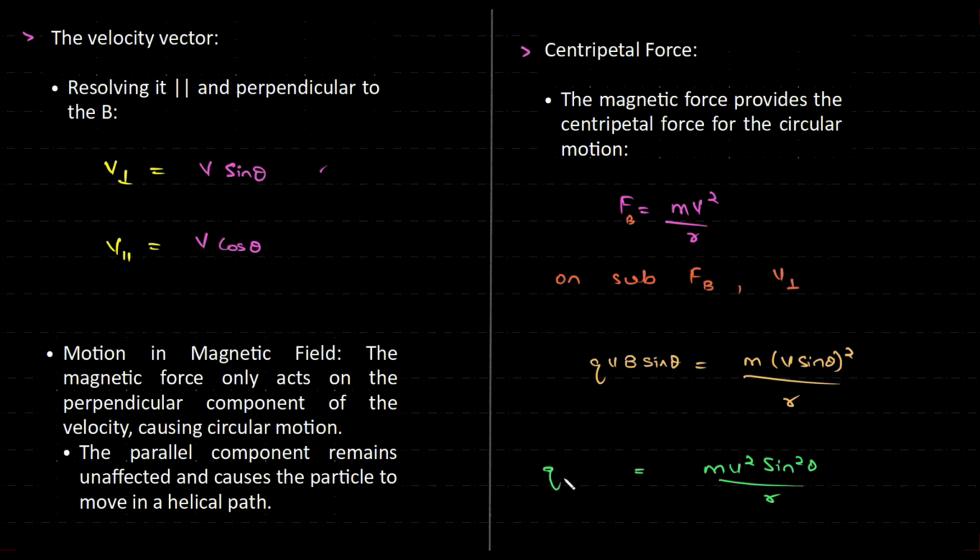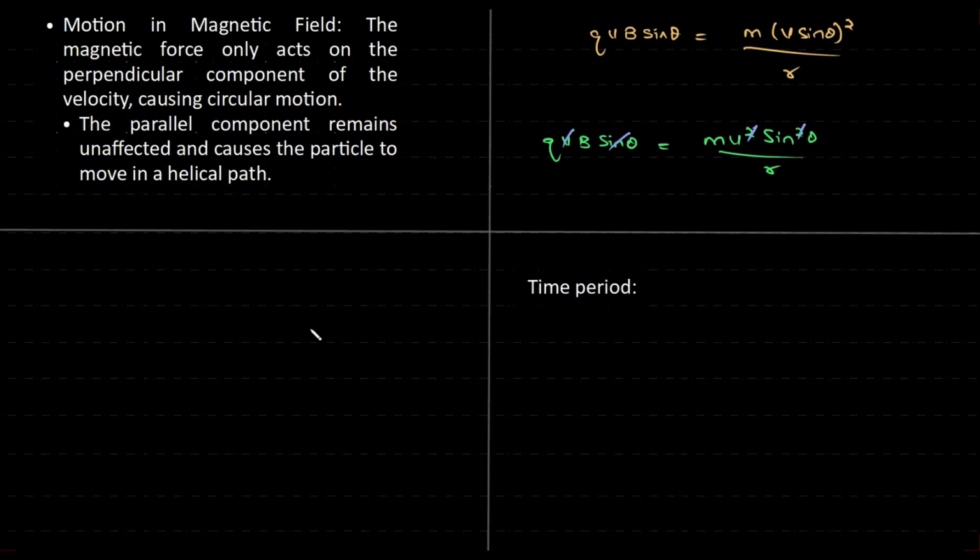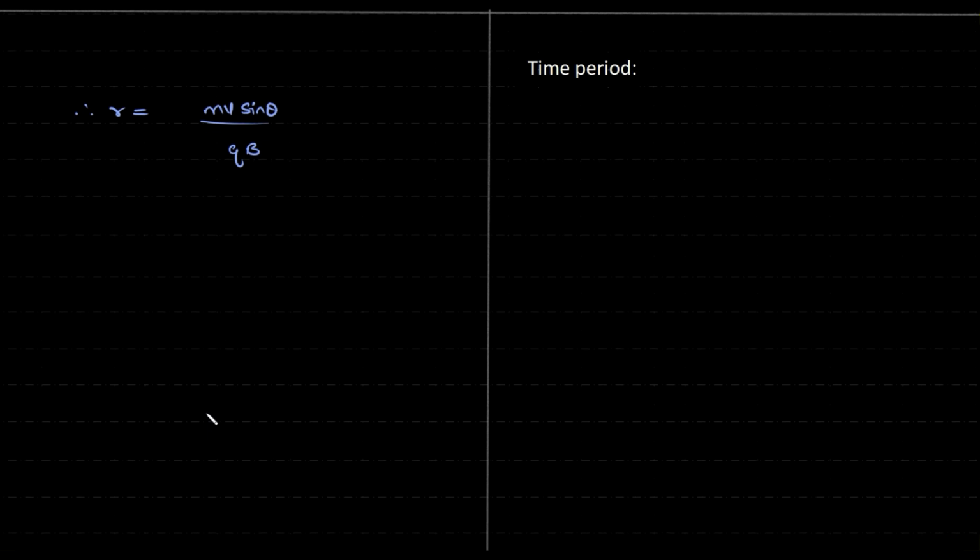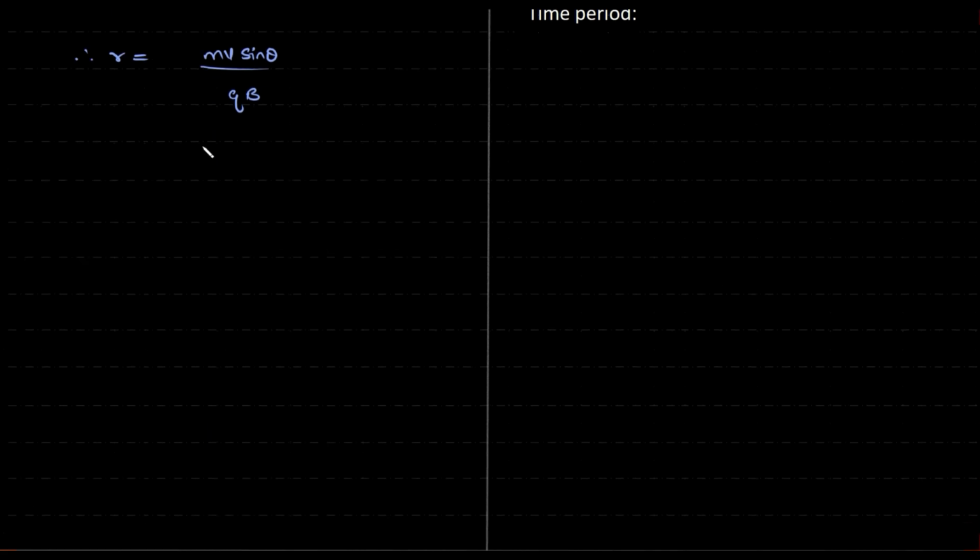QVB sine theta is equal to, so V and V square, this and this cancel, and so we have R, therefore R is equal to m v sine theta divided by QB. Agree guys? Have a look. Don't worry, there is a usage for this. We're not just blindly doing it. That's your expression for radius.